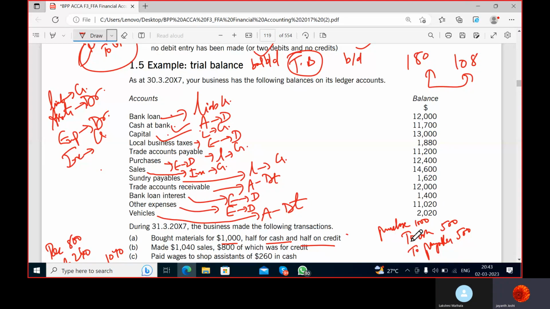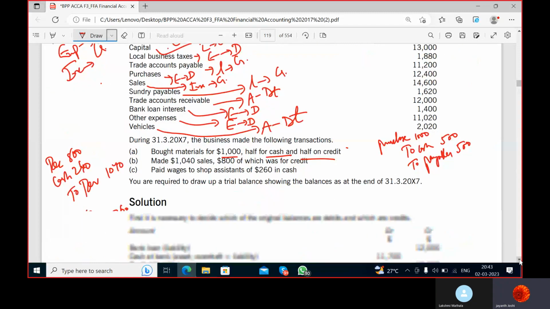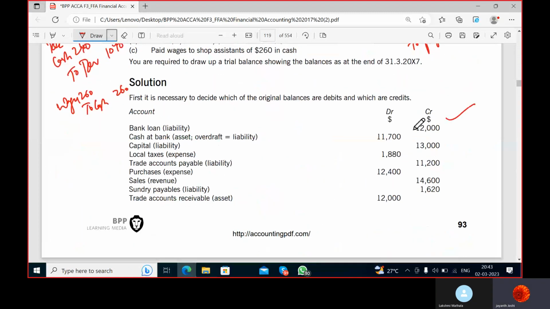See, bank loan is a liability, credit 12,000. Okay, cash at bank: if it's an overdraft, credit; if it's an asset, debit, so this is okay. Capital is a liability, credit, I already explained. Local taxes expense, debit. Trade accounts payable liability, credit. Purchases expense, debit. Sales revenue or income, credit. Sundry payables liability, credit.